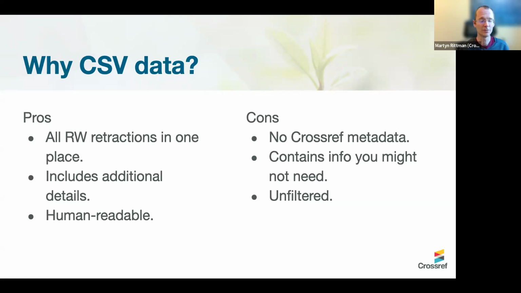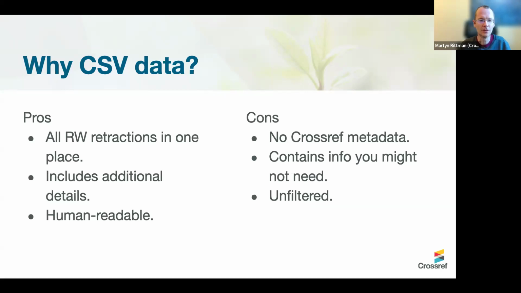A few reasons that it might not be the right thing for you is that it doesn't include the Crossref metadata and the retractions from Crossref members. And depending on what you're using this information for, it might just be the wrong kind of information. The other thing is that it's not filtered. So if you want to do any kind of filtering of the retractions, then you need to do that yourself, either with a script or some kind of macro in a spreadsheet.